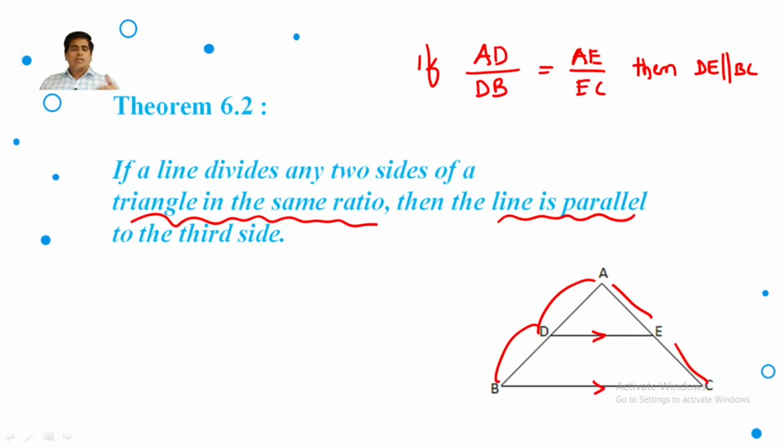So this is the theorem in shortcut. Whatever words he has given, I have converted into equations. If I read once more: if a line divides any two sides of a triangle in the same ratio, then the line is parallel to the third side. It is the same as saying, if AD by DB is equal to AE by EC in triangle ABC, then definitely DE is parallel to BC. So this is as simple as that.